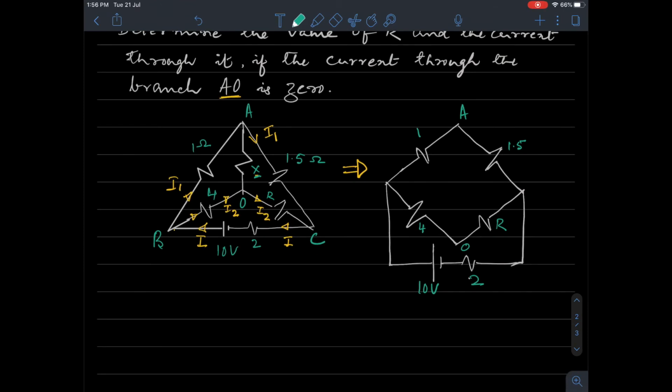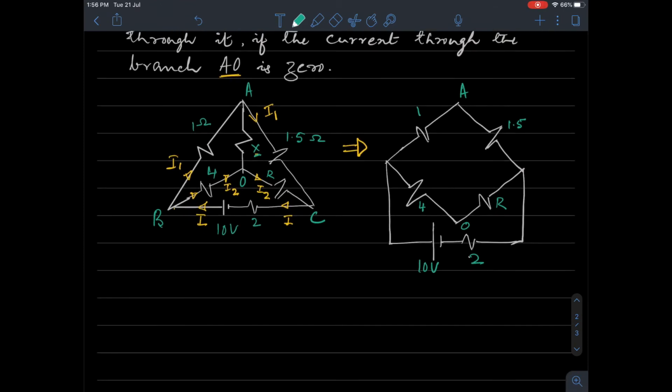All right. So how do we find out now R? If you can see this network, it is a Wheatstone bridge under balanced condition. Are you able to recollect that it is a Wheatstone bridge under balanced condition? What I mean to say is, if you connect a galvanometer here, the galvanometer will read 0. This is a bridge under balance.